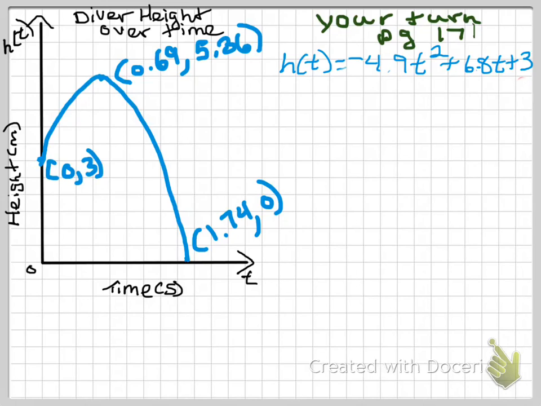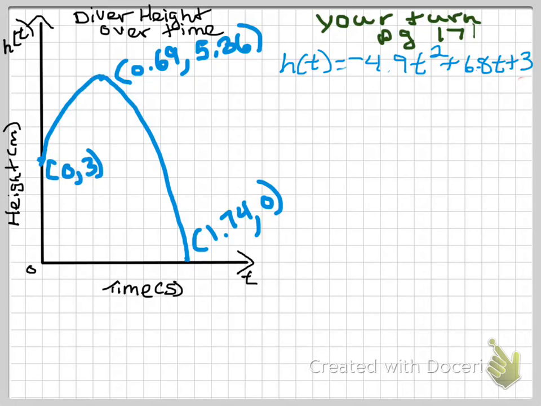So a diver jumps from a 3-meter springboard with an initial vertical velocity of 6.8 meters per second. Her height, h in meters above the water, t seconds after leaving the diving board, can be modeled by the function h of t equals negative 4.9 t squared plus 6.8 t plus 3.